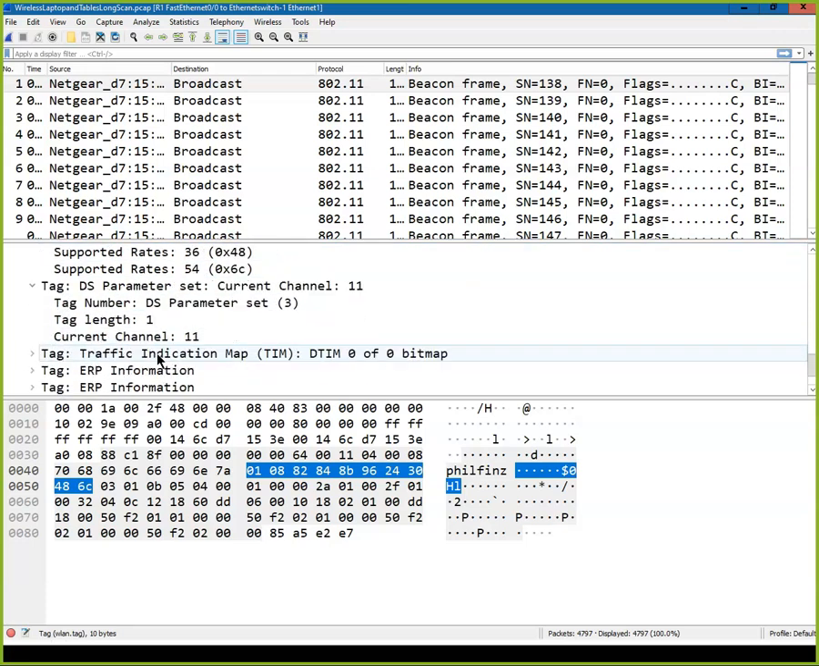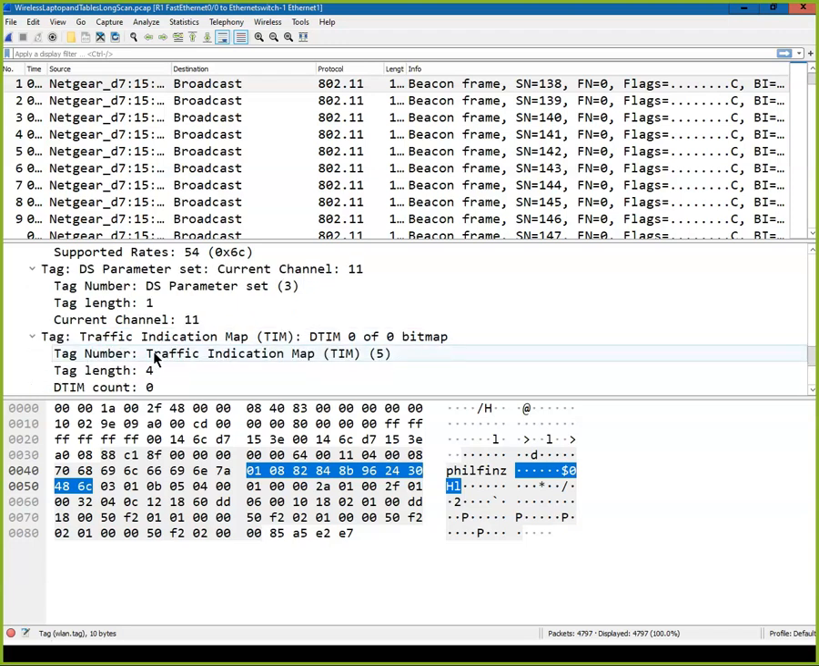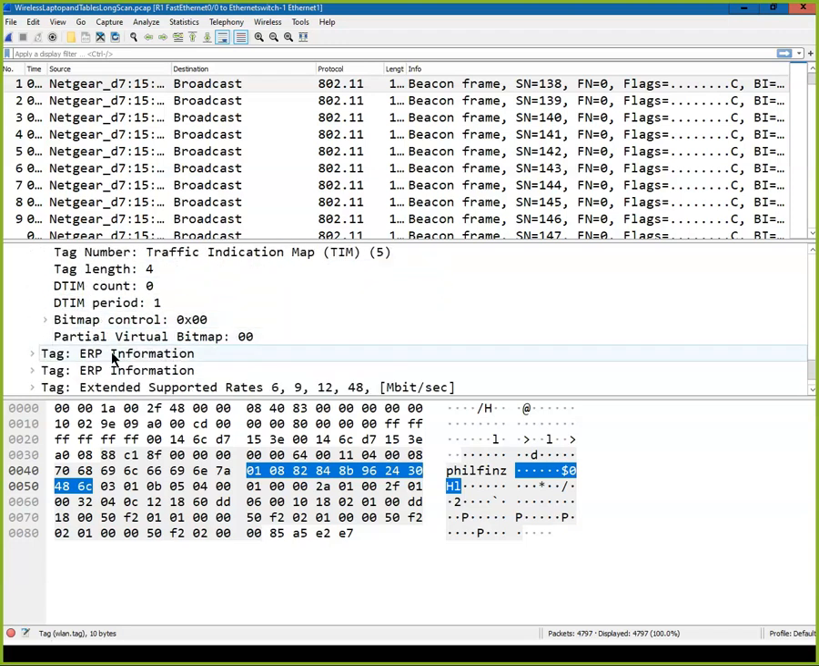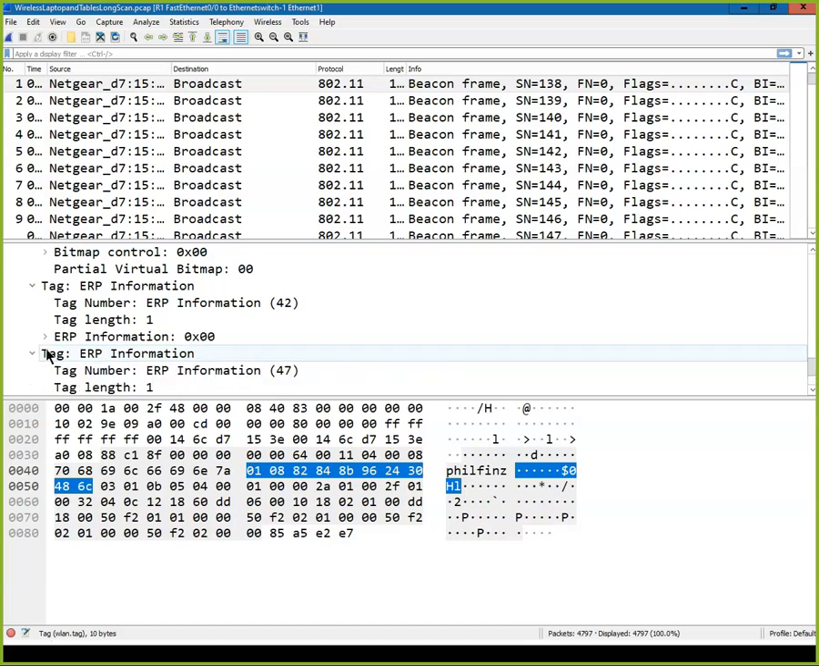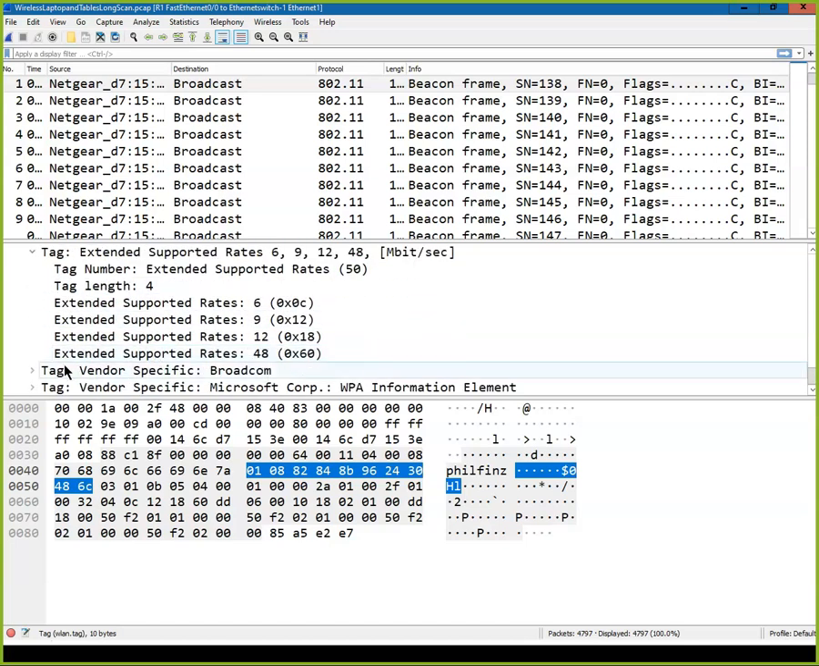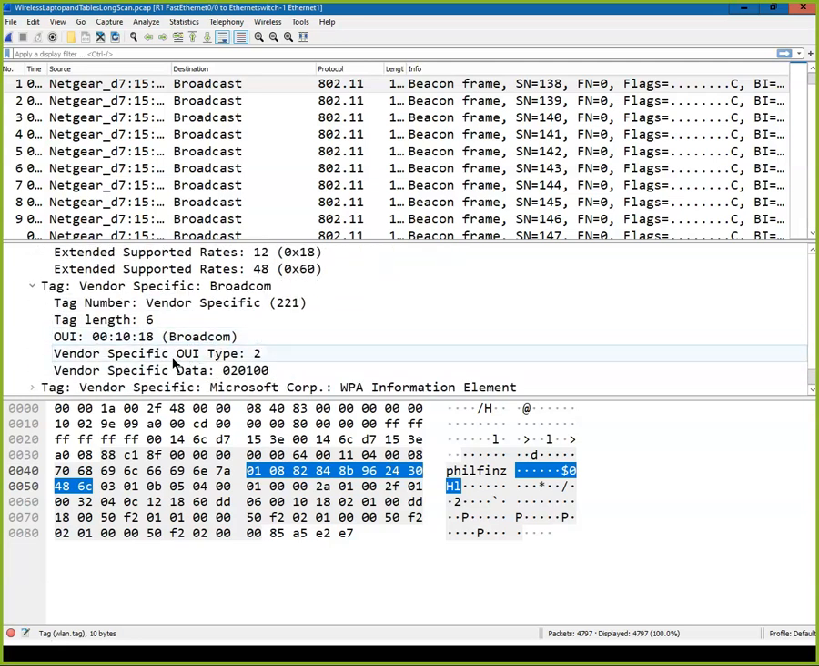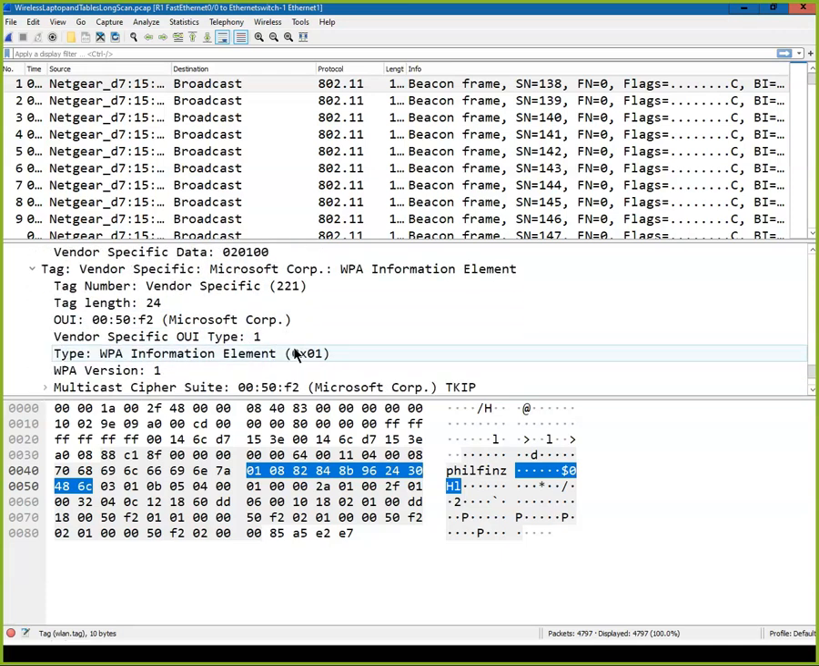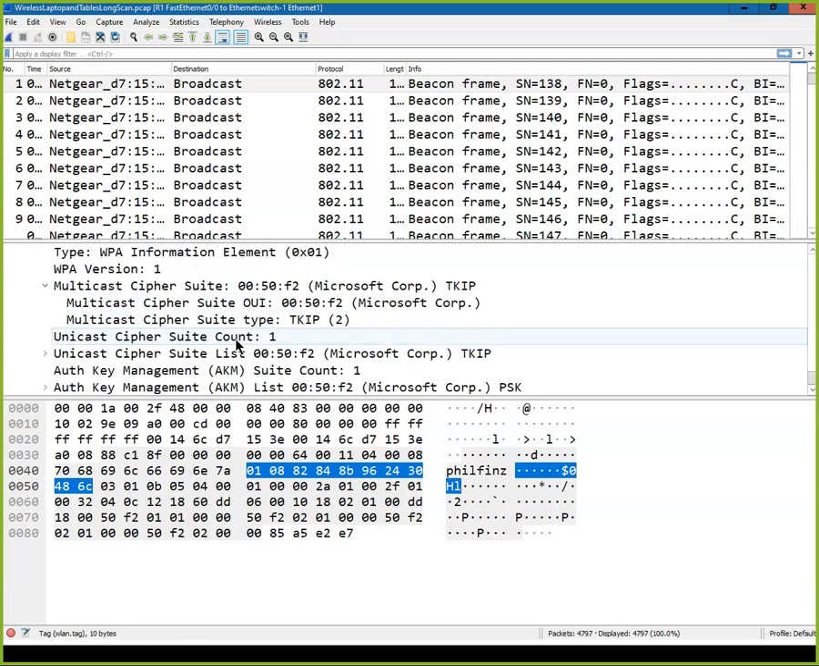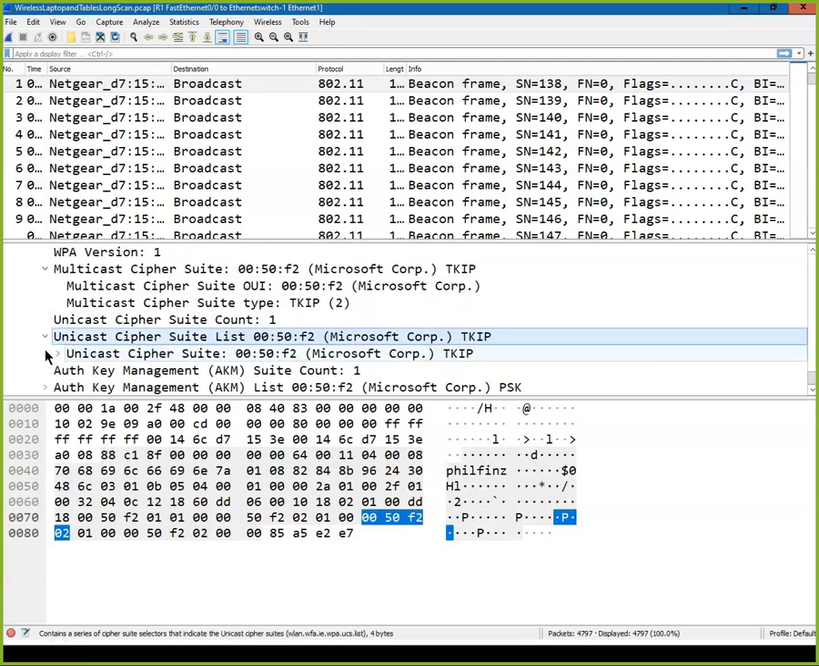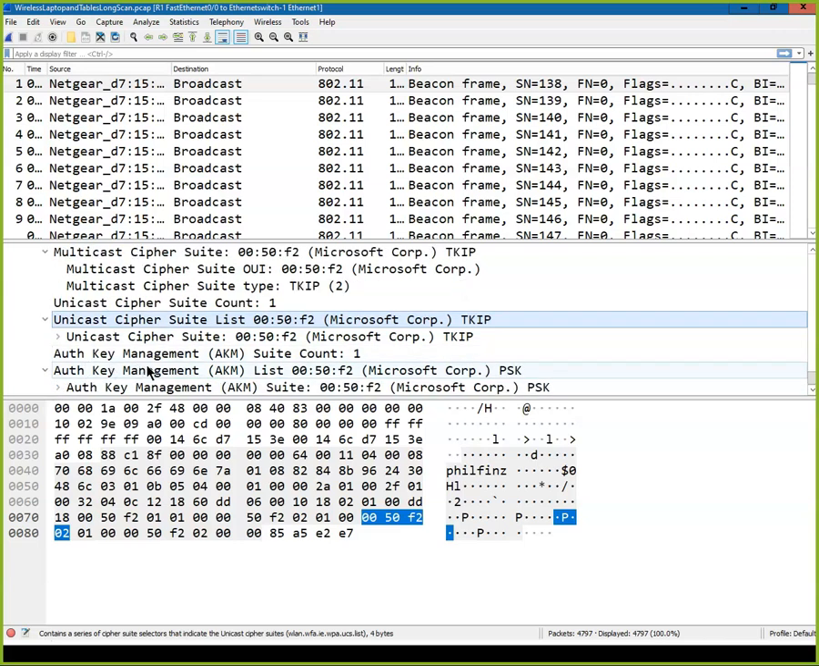The DS parameters, the traffic map that goes on, ERP information, extended supported data rates, vendor specific. This one is Broadcom, and then the vendor specific Microsoft. The cipher suite that we have that goes through these things, the authentication key management. And this is just in the beacon frame.